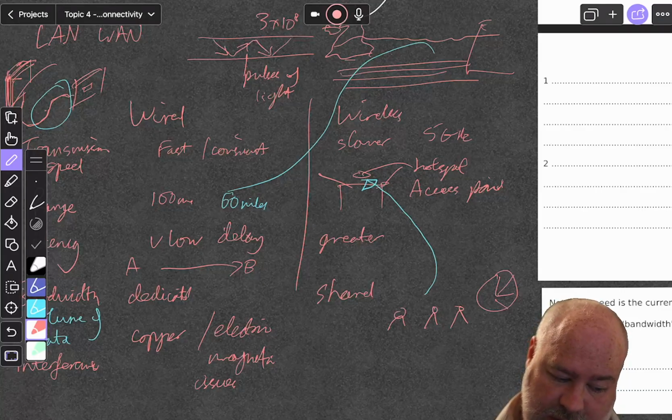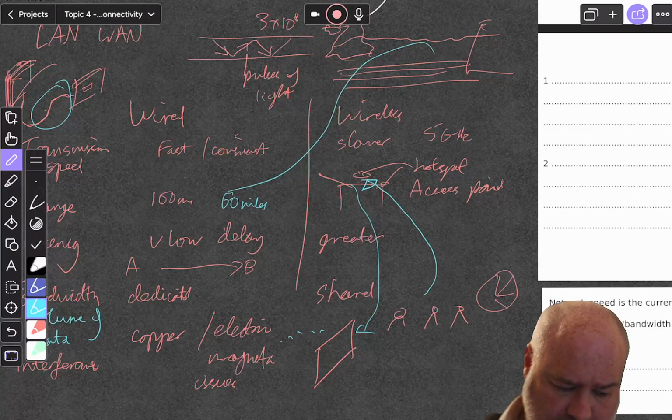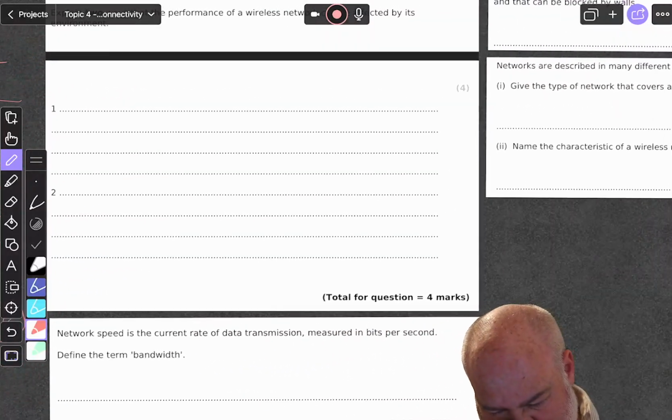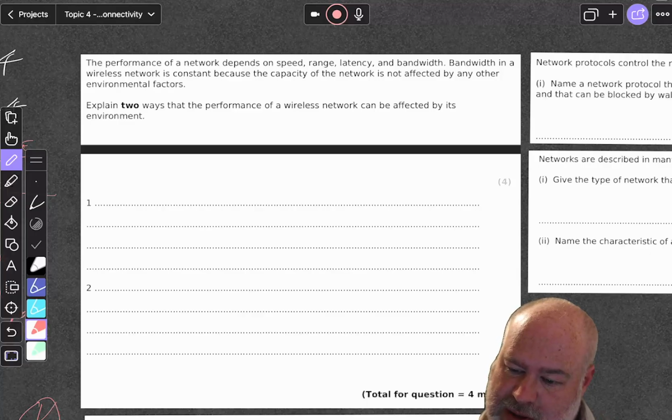Wireless signals can be reduced by walls. So if you've got a wall, the wireless signal coming from this access point could be blocked, and that affects the communication speed. So let's have a look at some questions. I know there was a lot of information there. So the performance of a network depends on speed, range, latency, and bandwidth. So pretty much all the things we talked about.